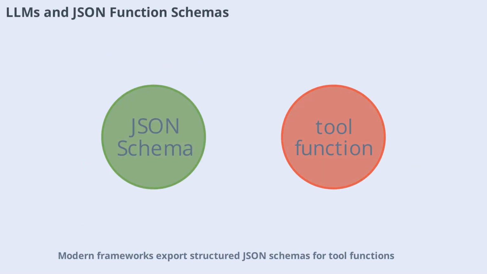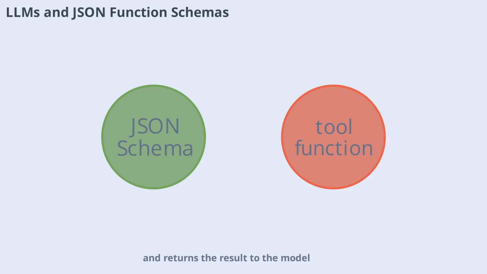Modern frameworks export structured JSON schemas for tool functions, detailing their names, parameters, and constraints. The language model receives this schema and, instead of generating plain text, outputs a structured JSON object matching the function's requirements. The framework then parses this JSON, runs the code, and returns the result to the model.